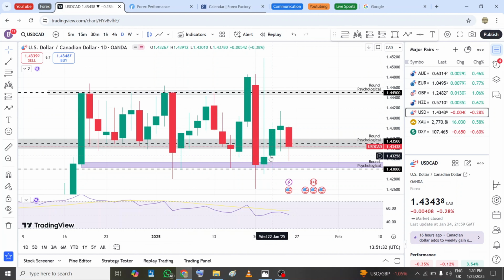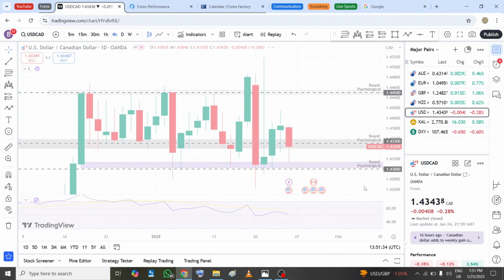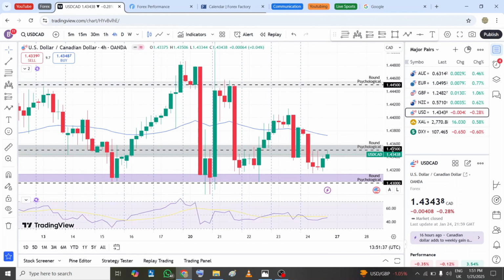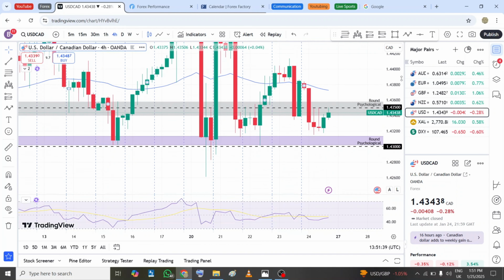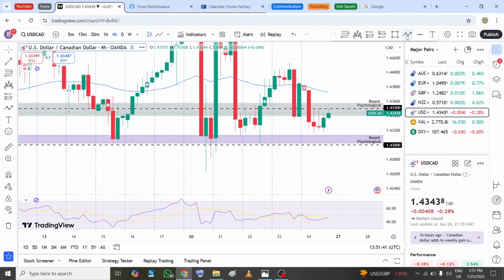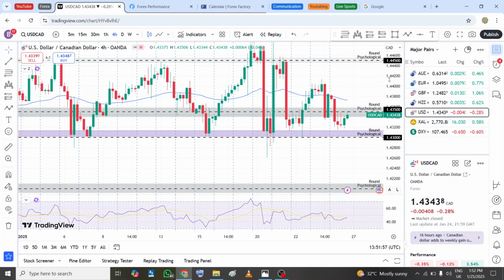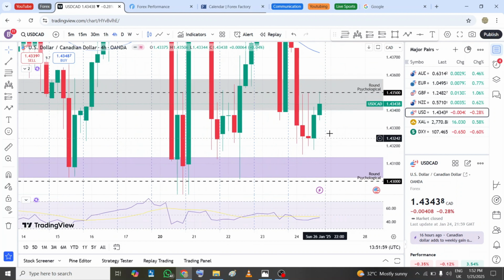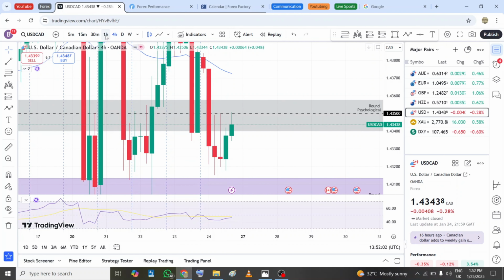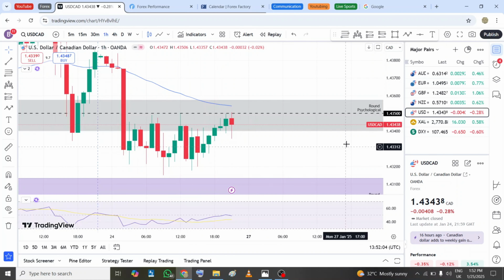Let's check the 4 hour. We can say similar for this. The last break of structure was here, so it's bearish. So we have all the time frames indicating bearish. Okay. So price is currently inside our key level. So what we do is we wait for an entry signal.